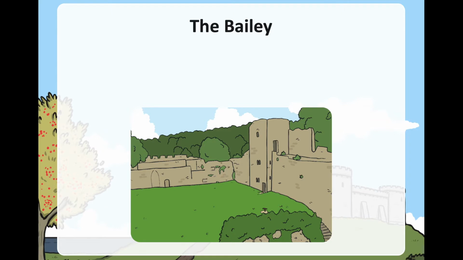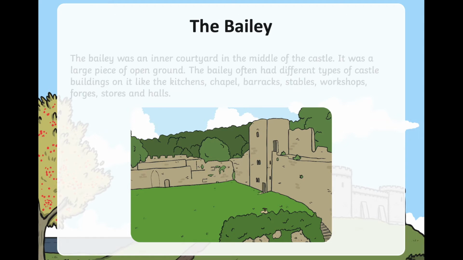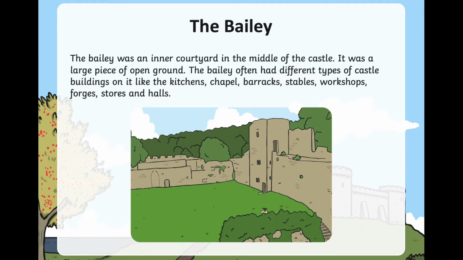The bailey. Now you might have heard of a moat and you might have heard of a drawbridge, but you might not have heard of the bailey. The bailey was an inner courtyard in the middle of the castle. It was a large piece of open ground. The bailey often had different types of castle buildings on it, like the kitchens, the chapel or the church, the barracks, stables, workshops, forges, stores and halls.